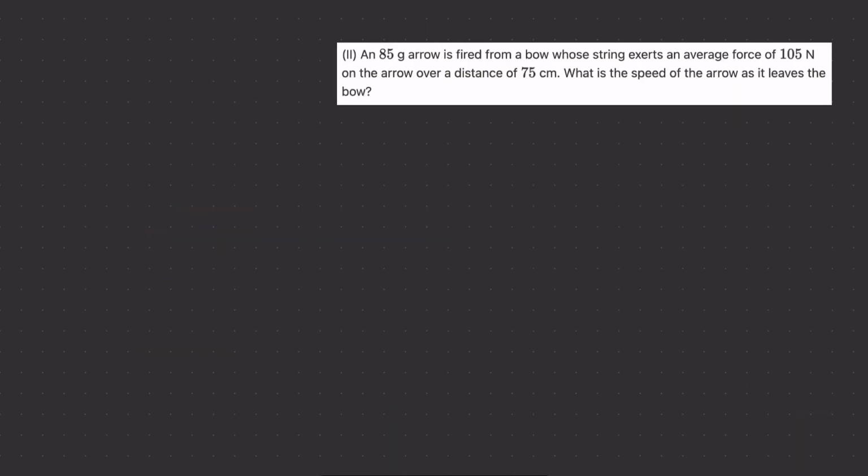Problem 2 says an 85-gram arrow is fired from a bow whose string exerts an average force of 105 newtons on the arrow over a distance of 75 centimeters. What is the speed of the arrow as it leaves the bow?